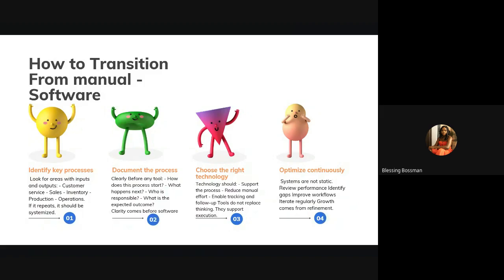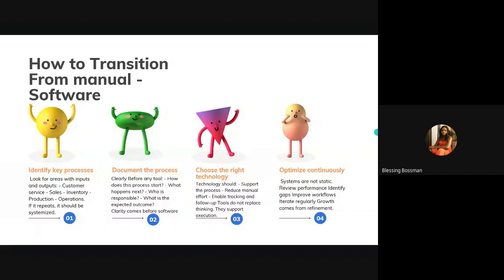So the first thing you need to do is, what problem do I even want to solve? What problem is my business going through? How am I currently selling? How am I currently storing inventory? How is sales being done? How is operations being done? How is production being done? All of these processes are areas that you need to identify.